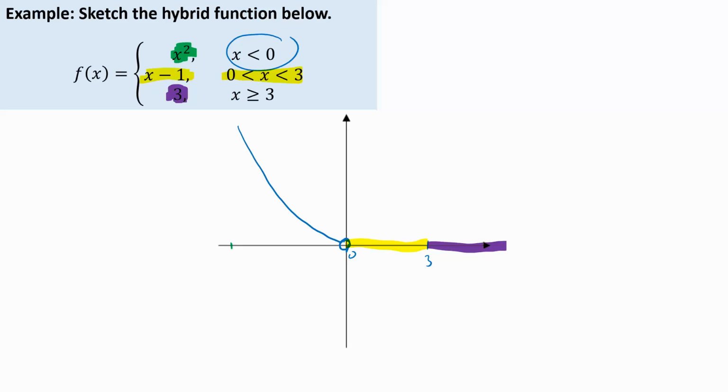There you go, open circle. I've done half my quadratic there. Now we're going to sketch our linear graph, x minus 1. So let's go back to our year 9 maths again. Y equals x minus 1. What does this graph look like?